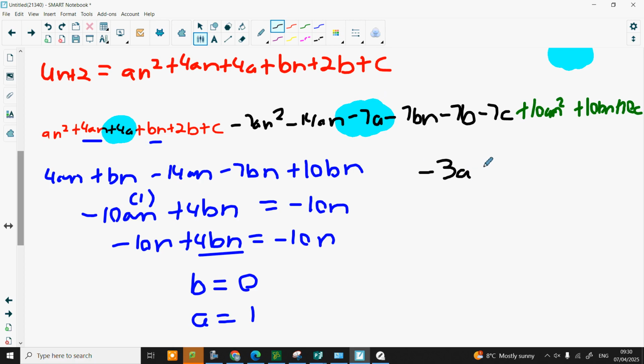Okay. Let's target the B's now. No point because B's are 0. Sorry, I didn't mean to cross that one out. 0, 0. So just concentrate on the C's. C minus 7C plus 10C, 4C.